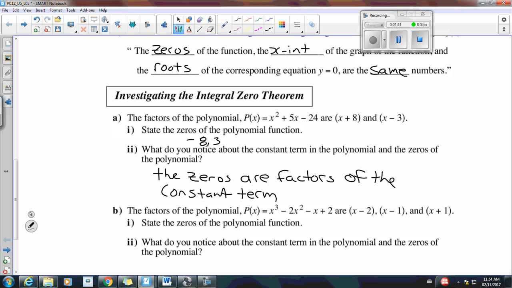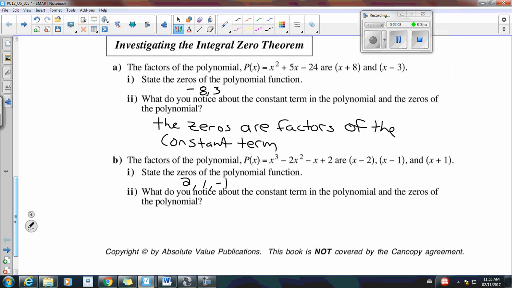The factors of the polynomial p of x equals x cubed minus 2x squared minus x plus 2 are x minus 2, x minus 1, and x plus 1. State the zeros. They are 2, 1, and negative 1. And what do we notice? Well, 2, 1, and negative 1 are all factors of the constant term.